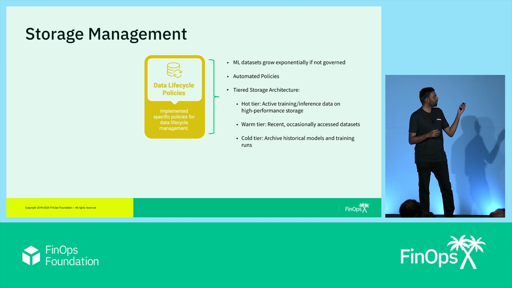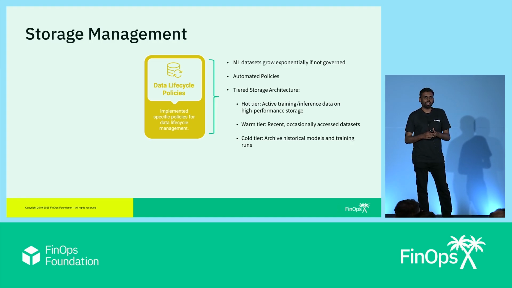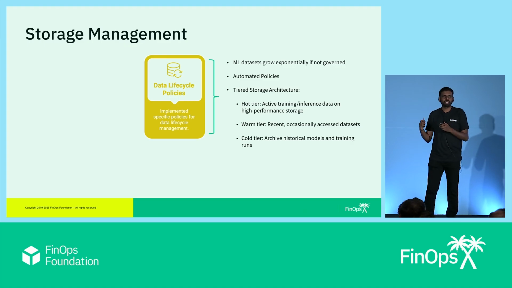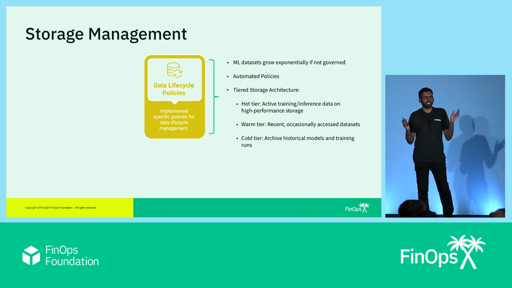So we have implemented some automated policies. The way we approach our data is to divide it into 3 tiers: hot, warm, and cold. Hot is the most recent data that we're actively using, the most recent features that we have curated, the most recent model artifacts that we have generated, and so on.